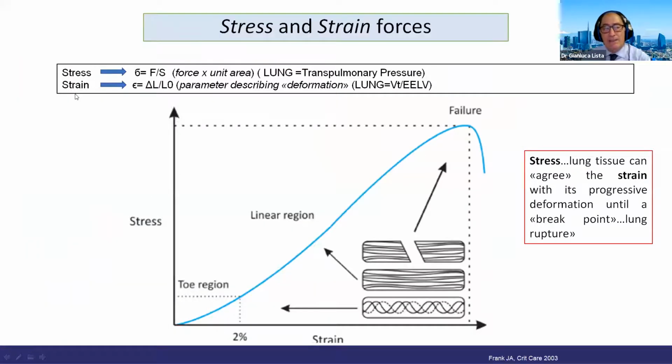We have to remember that during mechanical ventilation, two issues are very important: stress and strain. Stress is the force per unit area for the lung, the transpulmonary pressure. The strain is the parameter that describes the deformation, and for the lung it is the ratio between the tidal volume and the end-expiratory lung volume. When you apply the stress, the lung tissue can accommodate the strain with its progressive deformation until a breakpoint. If you overcome this breakpoint, we have a lung rupture.